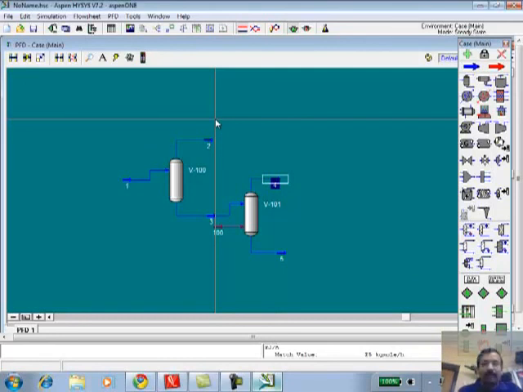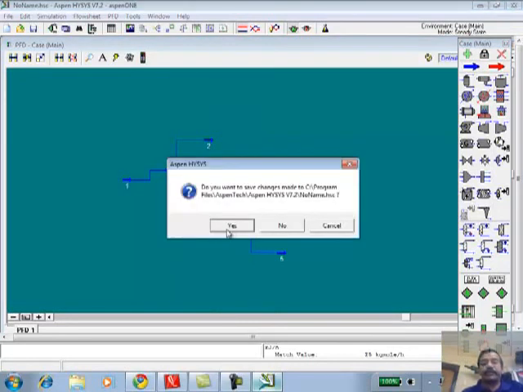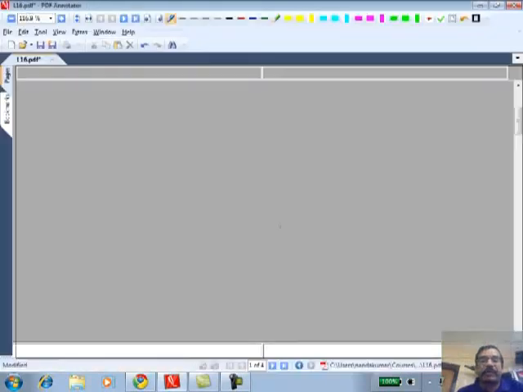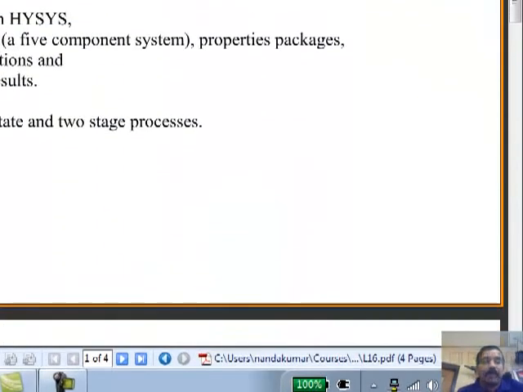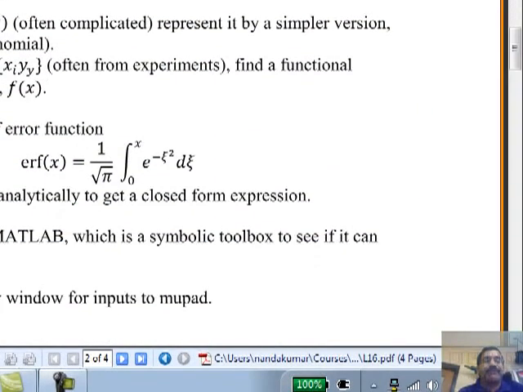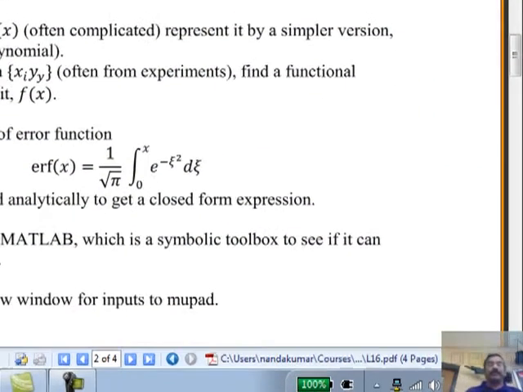Okay, for this lecture, that's all I wanted to do about HYSYS, and that completes chapter 3 on nonlinear algebraic equations. We still have some time, so let me just set up the problem for the next topic, which is called functional approximations, chapter 4.